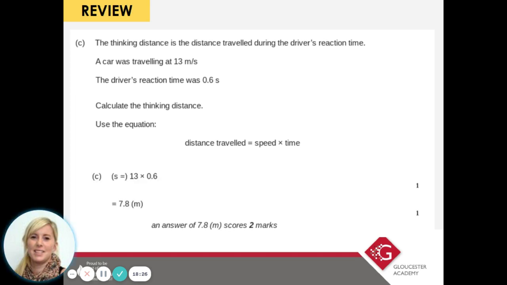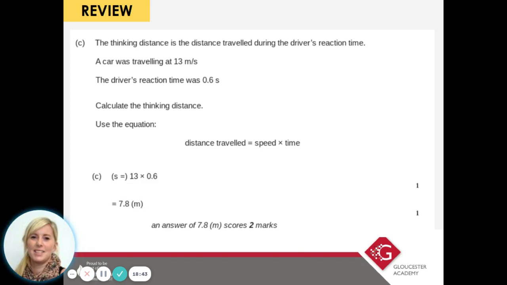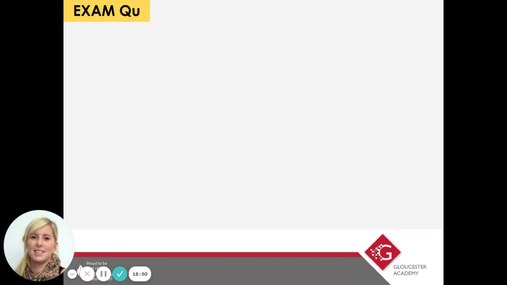Okay, so you should have had 13 times 0.6, so a speed of 13 and a time of 0.6 seconds, which gives you an answer of 7.8 meters. And they were quite generous because they gave you the unit. So M for meters was the unit, so you didn't have to write it, it is in brackets. So 7.8 would score you 2 marks. So well done if you've got 2 out of 2.